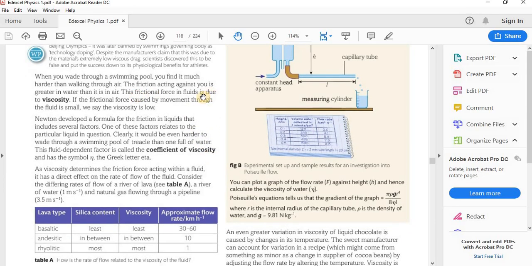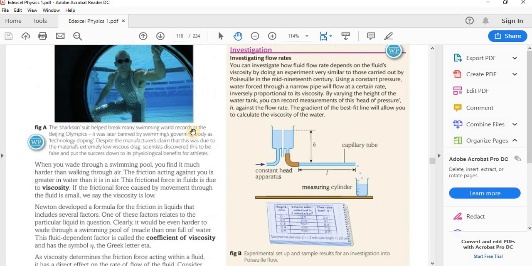Okay, so the frictional force in fluids is due to viscosity. If the frictional force caused by movement through the fluid is small, we say the viscosity is low. Then Newton developed a formula for the friction in liquids that included several factors. One of these factors relates to the particular liquid in question. Clearly, it would be even harder to wade through a swimming pool of treacle than one full of water.